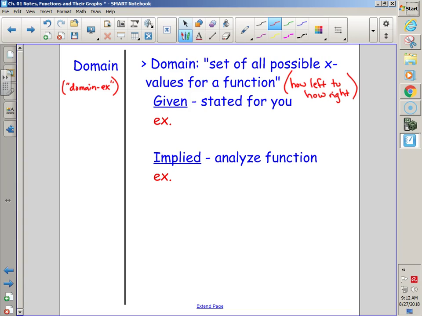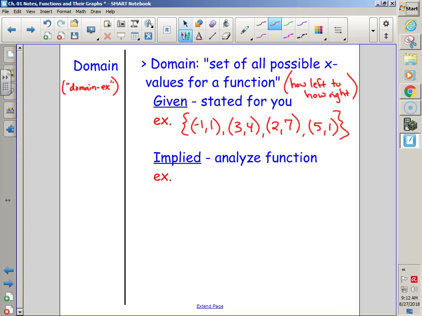There are two different ways domain can happen. One of them is it's actually stated for you. For instance, what if you were given a set of points, a relation, maybe a function. And let's say they give you something like (-1, 1), (3, 4), (2, 7), and (5, 1). First of all, is that a function or a relation or both? Is it best to call this a relation or a function? What would you guys say?